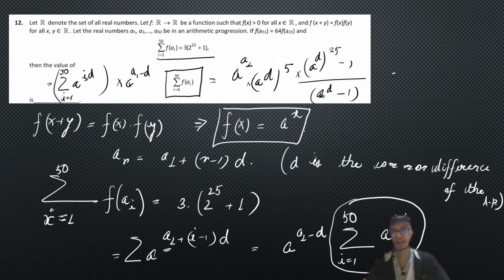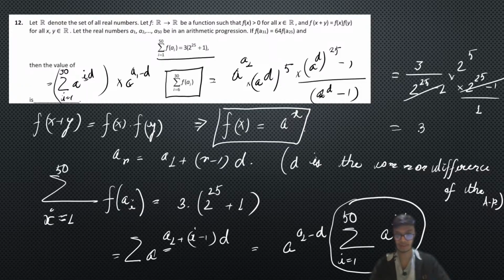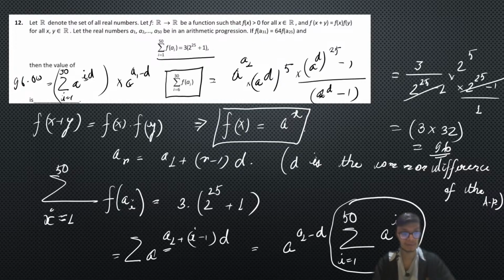If I plug them in, I get the result as 3 by (2 to the power 25 minus 1) into 2 to the power 5 into (2 to the power 25 minus 1) divided by 1. If I simplify, this cancels out, and we get the result as 3 into 32, which is equal to 96. So the numeric value that you're going to report is 96.00, and that is going to be the correct answer to the question. I hope this part of the solution is clear to all of you.